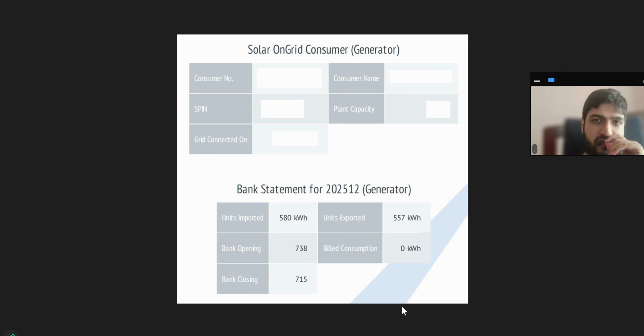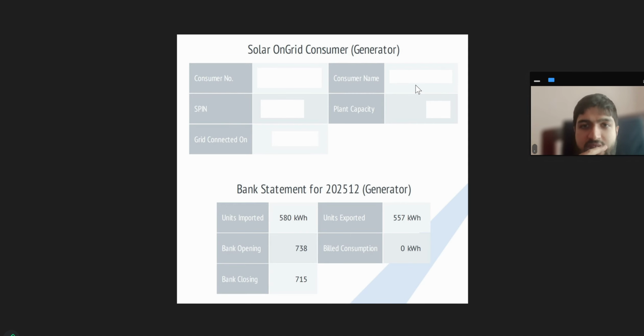Now, once we go to the next page, you can see about your solar plan specifically. What is the consumer number? What is the consumer name? Please note that the consumer name should match the tax name or the land tax name for the building, or the property tax name of the owner. It can't be different from that. The SPIN number is your solar pin number, which is unique for every solar prosumer.